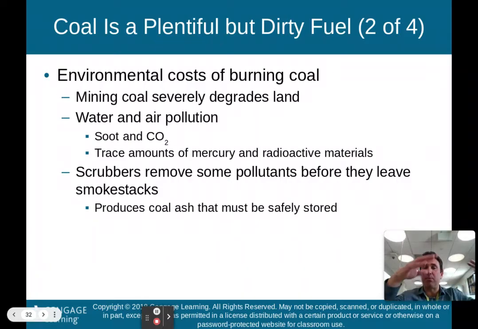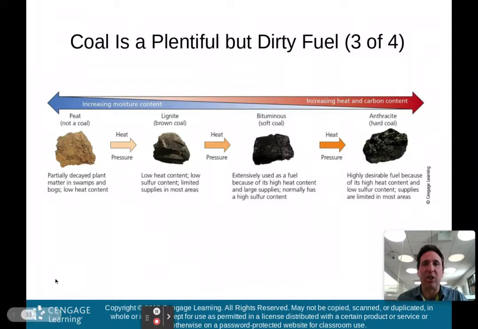Now, we do have scrubbers, which remove some pollutants before they leave smokestacks. These scrubbers are in the smokestacks and try to clean out some of the pollutants, but unfortunately this then produces a coal ash that must be safely stored. While you're scrubbing the pollutants out of the smokestack before the smoke leaves the power plant or whatever industrial facility happens to be burning the coal, you still have the leftover pollutants that you have to do something with, right? That's what's known as coal ash, and it still has to be safely stored somewhere.